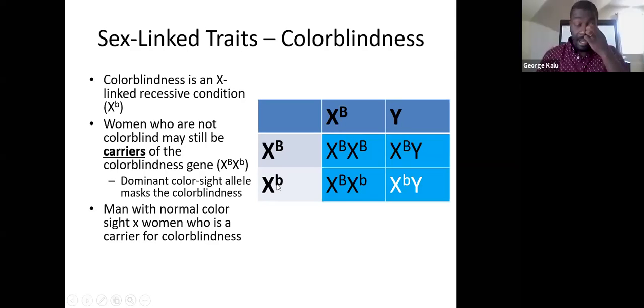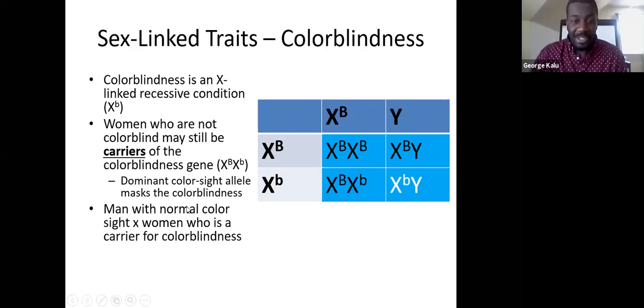Okay, so she's a carrier because she herself does not express color blindness, because she has the dominant color sight allele over here. But she still carries the color blindness allele, this recessive one. And as a result, she is still able to have an offspring who is colorblind, even if the baby daddy isn't colorblind himself.